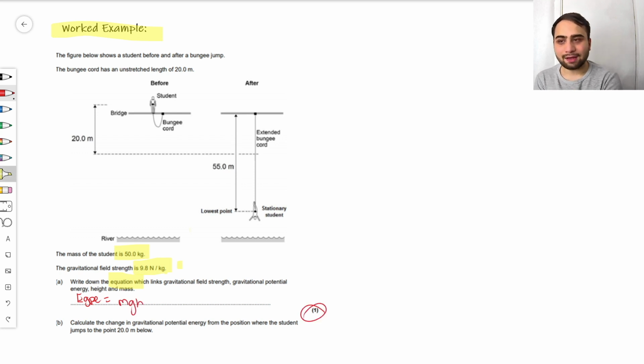Now, calculate the change in gravitational potential energy from the position where the student jumps to the point 20 meters below. Okay, so we can see that the position the student is at before can be called the zero position. So we can call this 0 meters. If they're jumping 20 meters below 0 meters, they've just moved through a height difference of 20 meters. So all we do is substitute all of our numbers into the GPE equation. Let's do that over here. So E GPE, I should say.